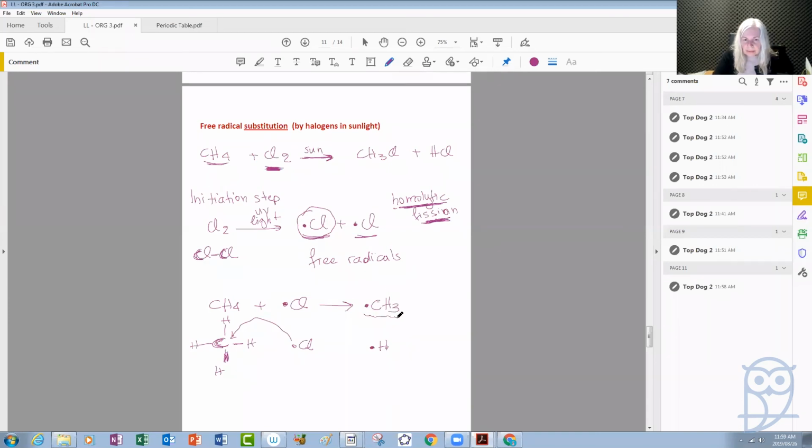Now this item here is also a free radical, and it is called a methyl free radical. And because it is a free radical, it's again very active.